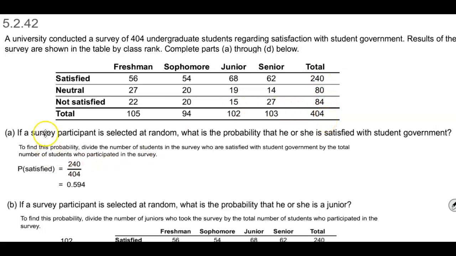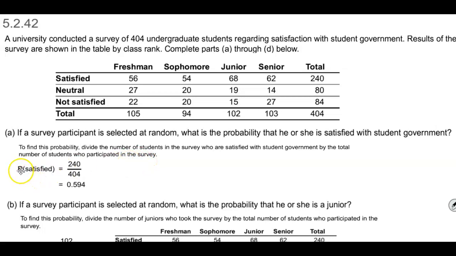Now, the first question states that if a survey participant is selected at random, what is the probability that he or she is satisfied with student government? So, to find this probability, we're going to divide the number of students in the survey who are satisfied with the student government by the total number of students who participated in the survey.